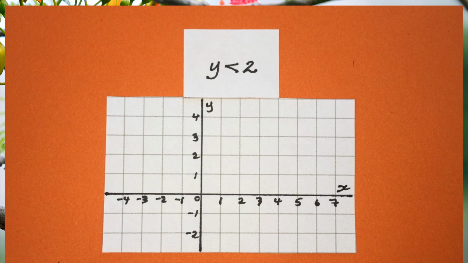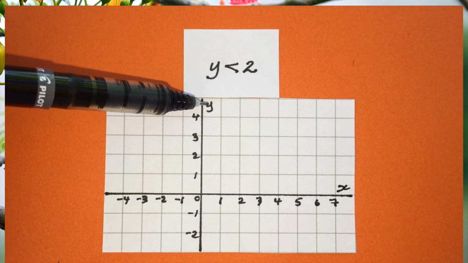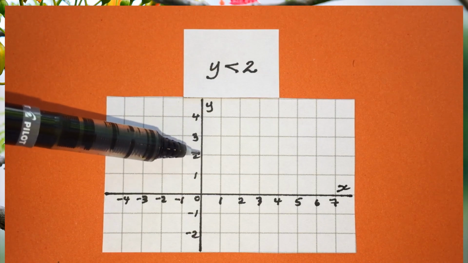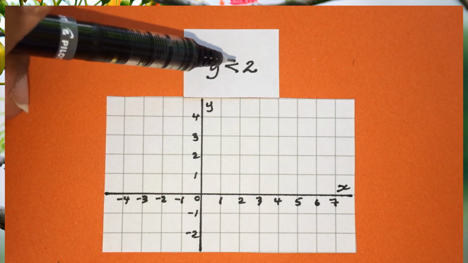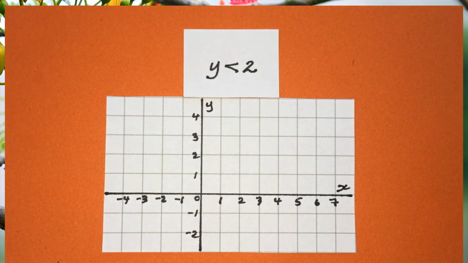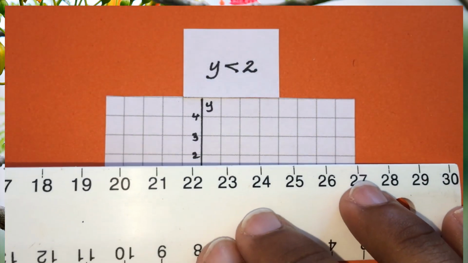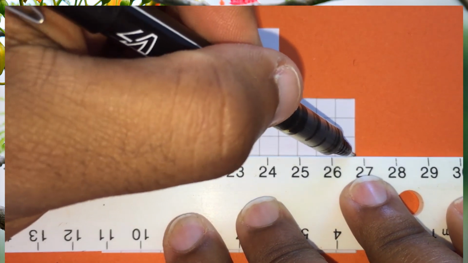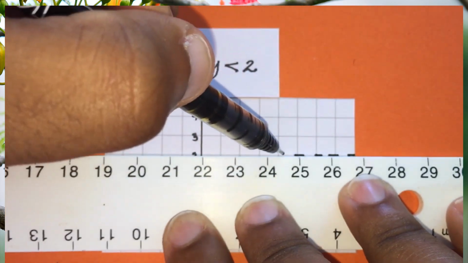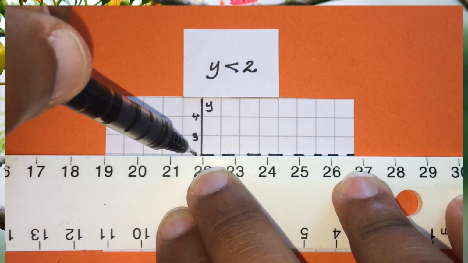Let's look at where y is less than 2. So we need to look on the y-axis, and we're looking for 2. It's right here. Because the inequality sign says less than, we're going to use a broken line at y is 2. So I'm going to be using my broken line right here at 2.